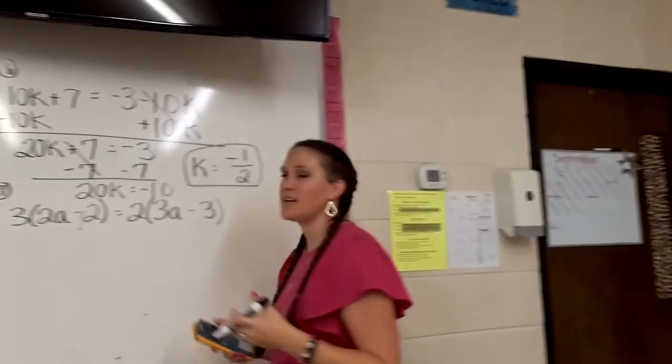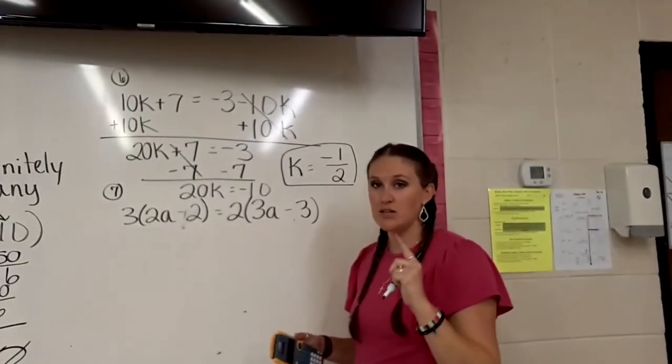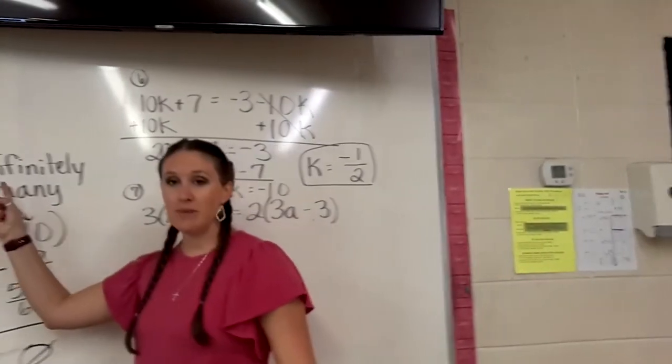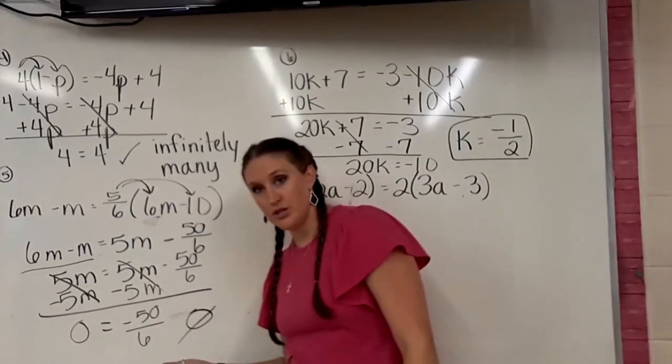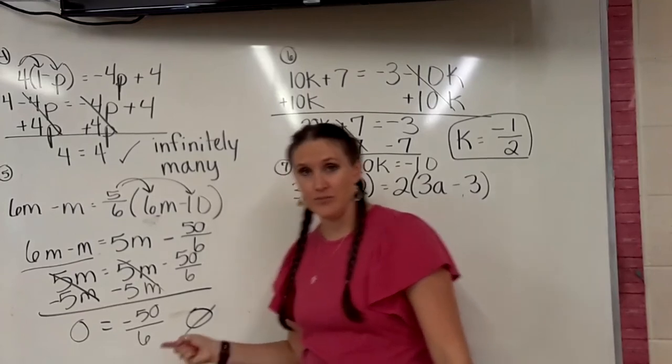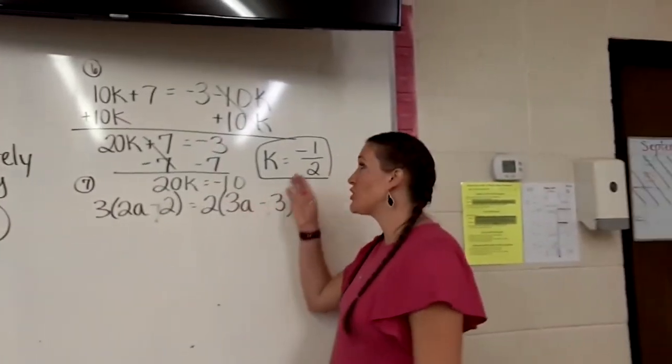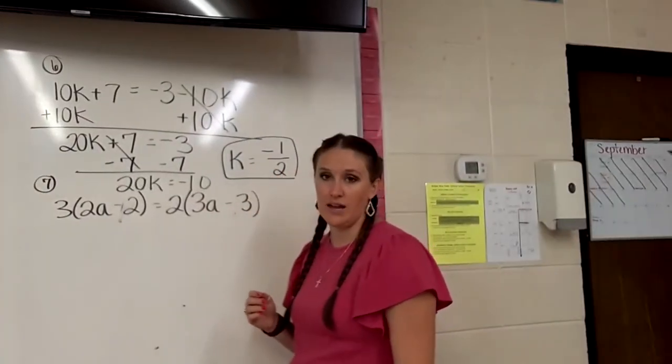So that one is technically considered one solution because we had infinitely many solutions, which means it could be anything. No solution, where it cancels and it's not true. Then one solution, and our solution is k equals negative 1/2.